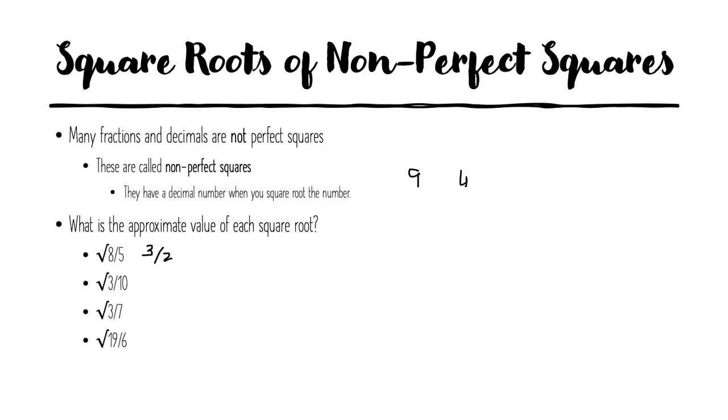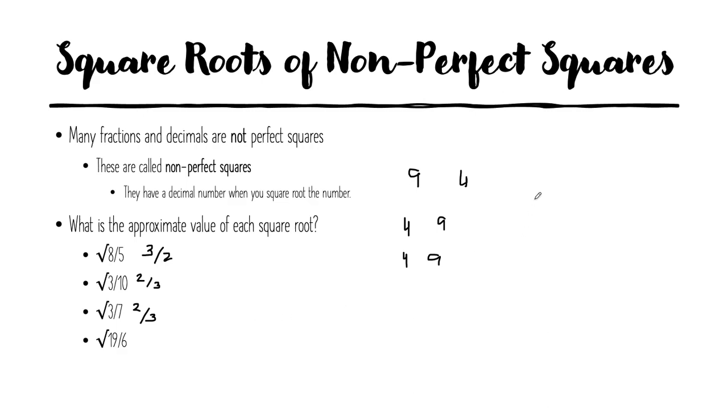Pause and try to do it on your own. Okay, let's do it together. For 3 over 10, 3 is close to 4, and 10 is close to 9. The square root of 4 is 2, and the square root of 9 is 3. What about 3 over 7? We know that 3 is close to 4 because we did it last time. And 7 is closer to 9 than it is to 4. So the square root of 4 is 2, and the square root of 9 is 3.